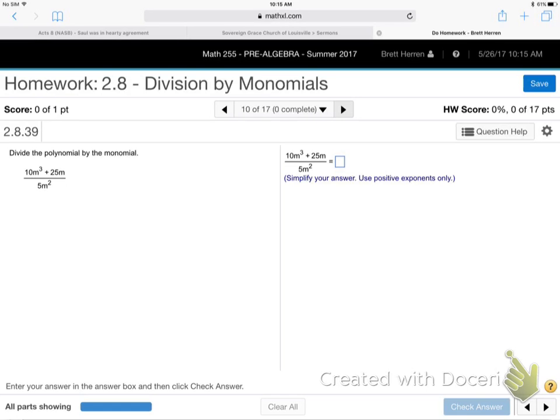Okay, so on this one, 10m to the third plus 25m over 5m squared. All right, so same thing. Separate those. Divide the numbers in the front. Subtract the powers.